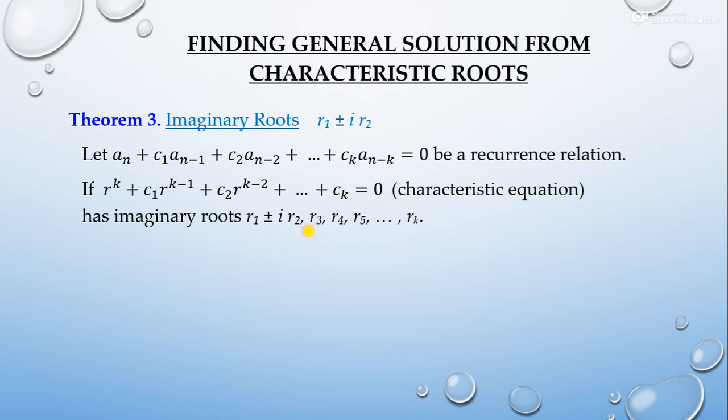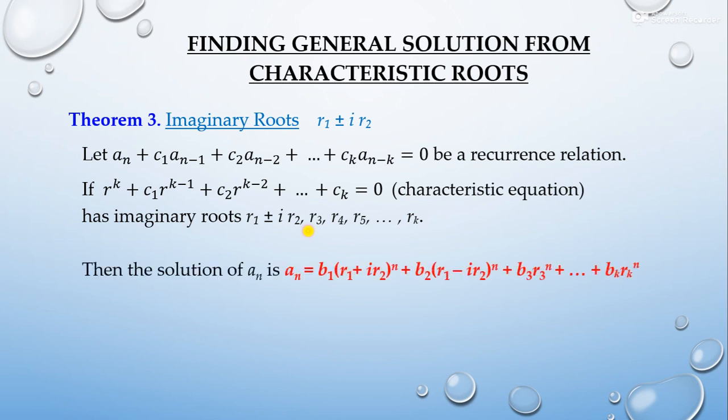So what's the solution here? If we get imaginary roots, our solution a_n is equal to b1 times, now we have the plus minus, so one time we take the plus and one time we take the minus, (r1 plus i r2) raised to the power n, this is our first root, and what's the second root? That is r1 minus i r2, this is our second root.